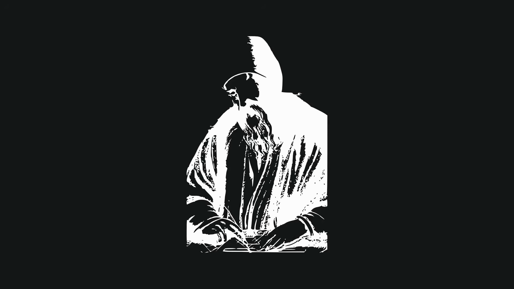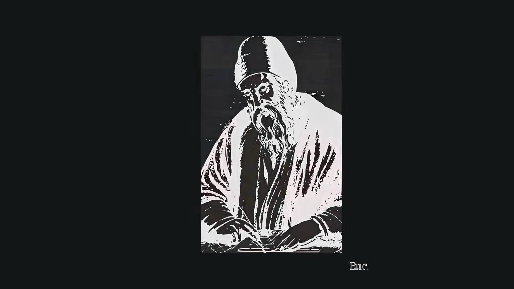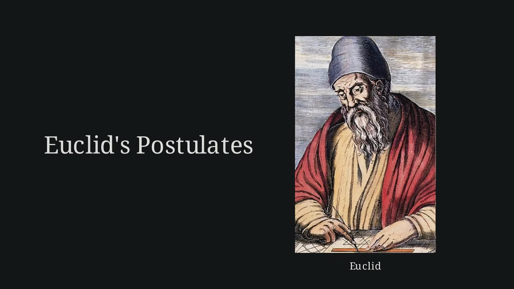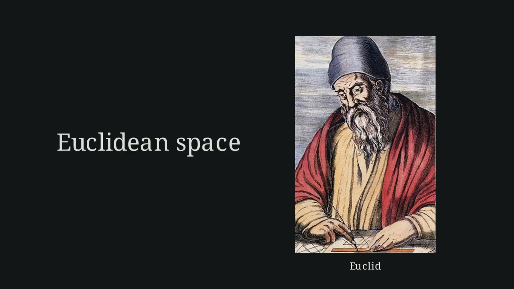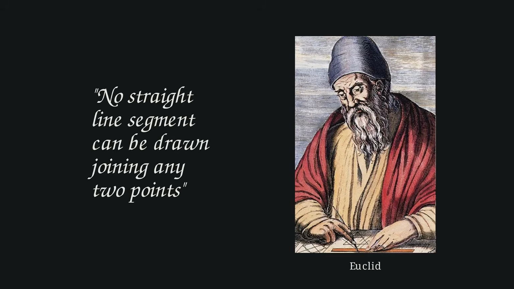Now that has to be Euclid, the man who created what is called Euclid's postulates, a set of rules defining intuitive yet hard to prove geometry principles. For example, a straight line segment can be drawn joining any 2 points. Intuitive, yet hard to prove. The world we live in generally abides by those rules, and in this case forms what is known as Euclidean space. But we can imagine other worlds that do not follow the postulates. For example, a world where no straight line segment can be drawn joining any 2 points.